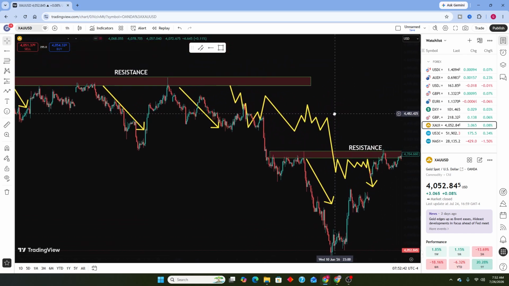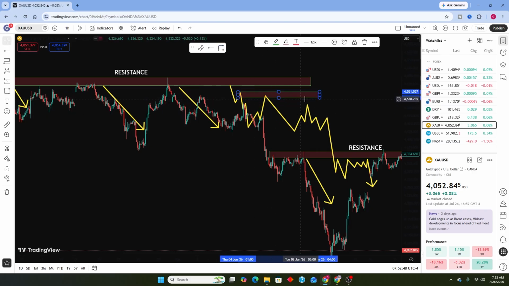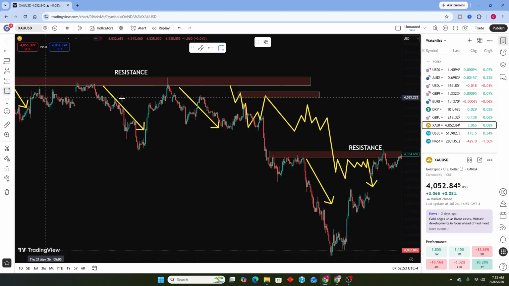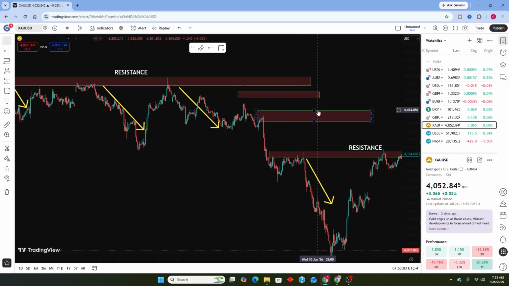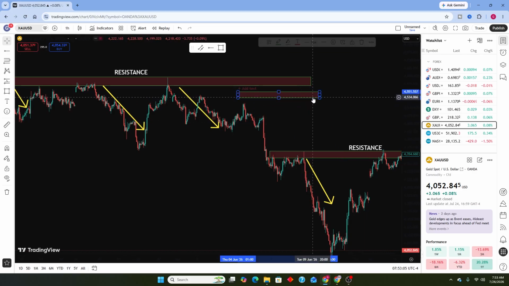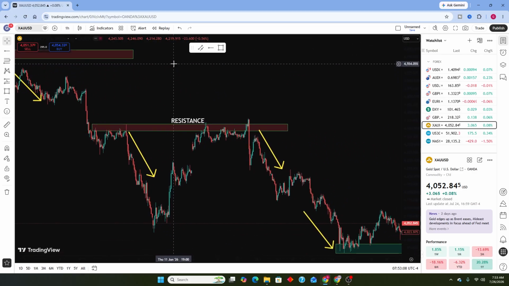You can always tell where you want to place your trade from. Understand? By just using the boxes. So I hope that made life a lot easier for you guys.